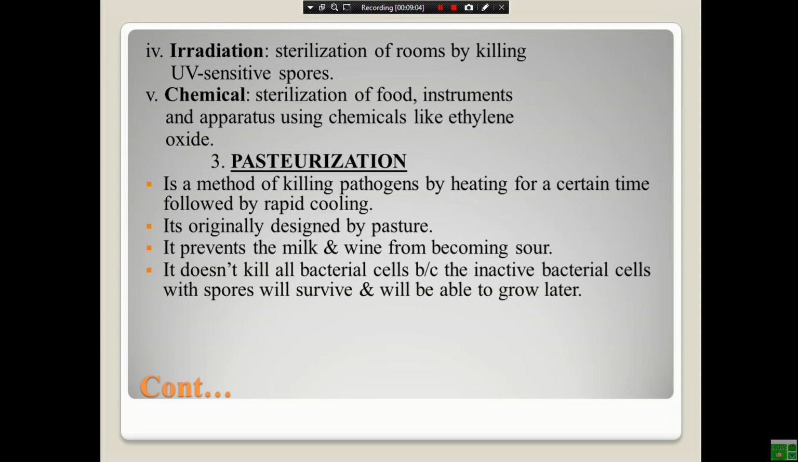Dear students, now we have finished today's lesson. Today we discussed microbial control. There are three main microbial controls, which are disinfection, sterilization and pasteurization. The target of all these methods is to inhibit or reduce the number of microorganisms. That is all. If you have any questions, you can ask.